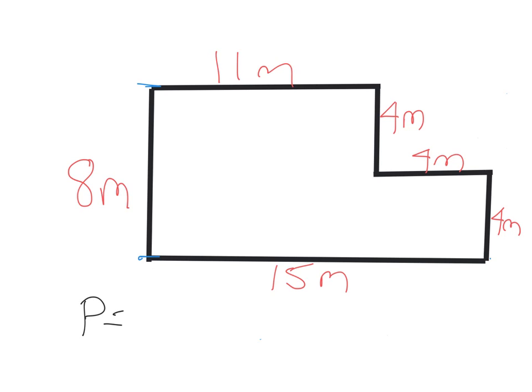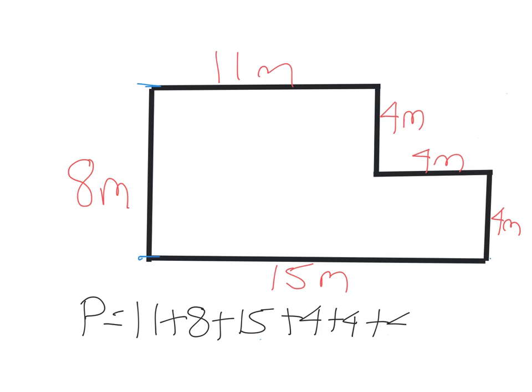I'm going to start at the top, and I'm going to go anti-clockwise. So 11 plus 8 plus 15 plus 4 plus 4 plus 4. So if you add them up, you get 46 meters. So it is 46 meters around the outside of this shape. How easy is that?